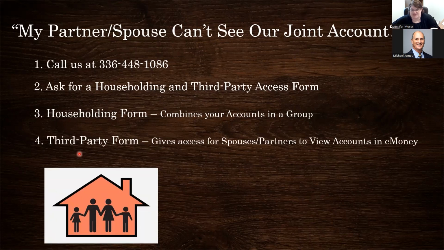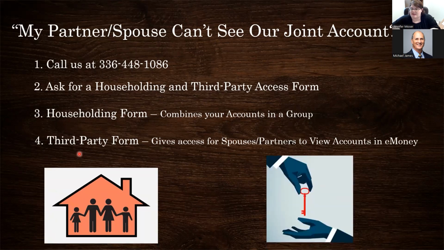The second form you'll ask for is what's called a third-party access form. This form gives access for your spouses or partners to view the account information. So they can view it, they can look at it, they have access to look at it. So we're just giving them a key to it, to look into it and to view it.